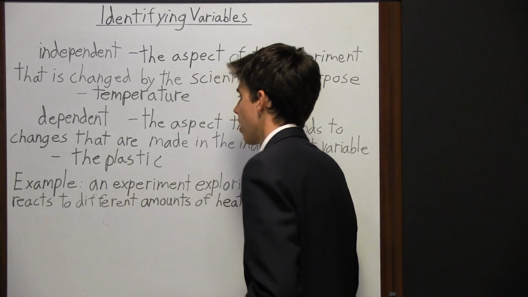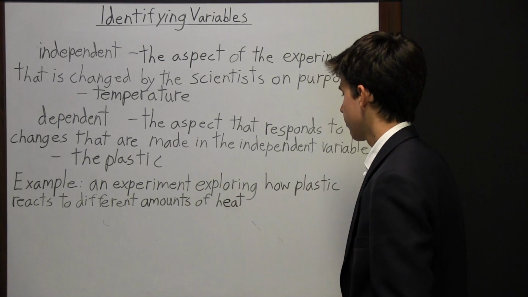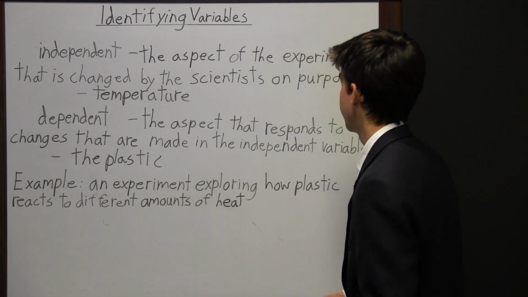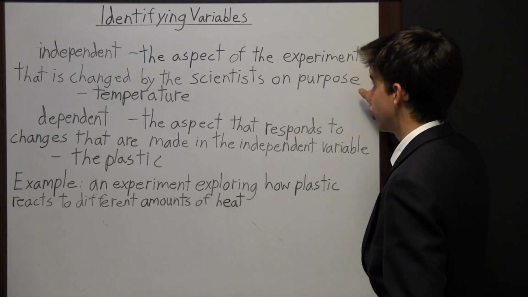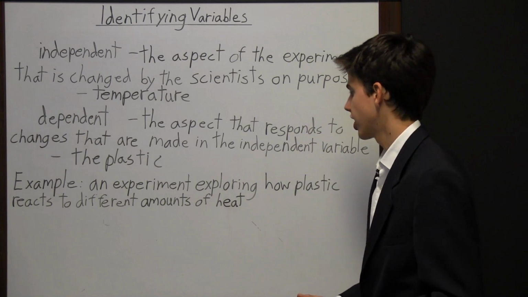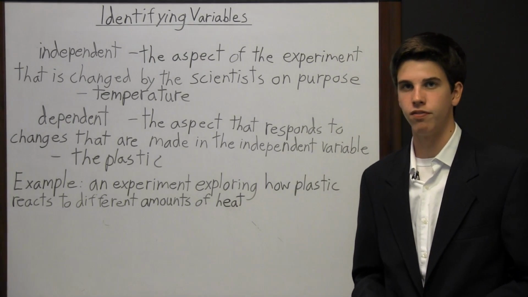Because we're observing how the plastic reacts to the differing amounts of heat. So again, the independent variable is the aspect of the experiment that is changed, and the dependent variable is the aspect that responds to the changes made in the independent variable.